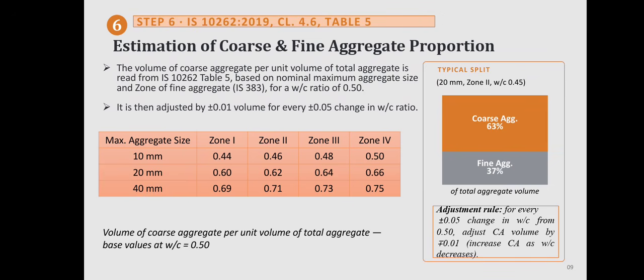So the next step is estimation of aggregate proportion, estimating the quantities of fine and coarse aggregates. IS 10262 provides tables for selecting the volume of coarse aggregate depending on the maximum aggregate size and grading zone of fine aggregate. If the water cement ratio changes, small adjustments are made to the aggregate proportions. This step ensures a well graded concrete mix with good workability and strength.